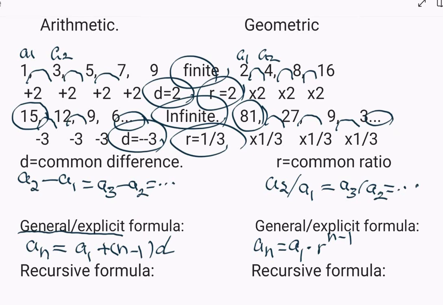There's another way to find a term, which is based on having the immediate previous term. For the arithmetic sequence, a sub n equals a sub n minus 1, the term adjacent to the next one, plus the common difference, d. In the geometric, a sub n equals a sub n minus 1 times r, the common ratio.